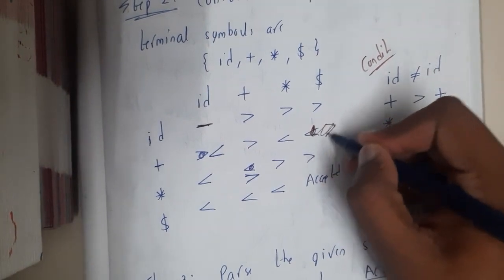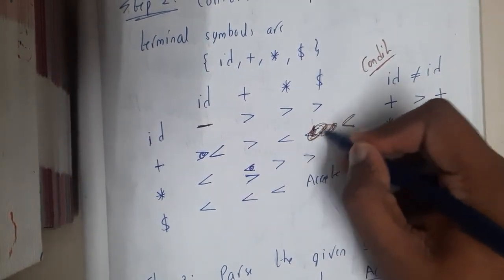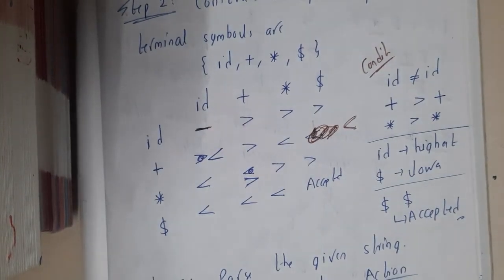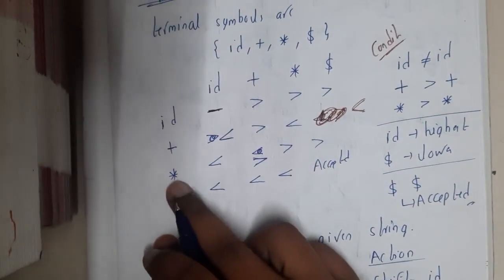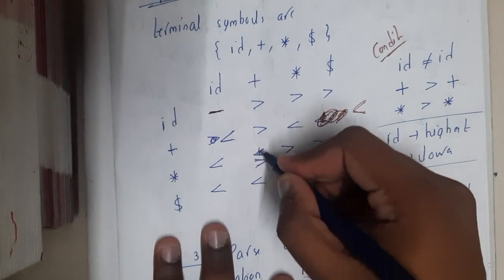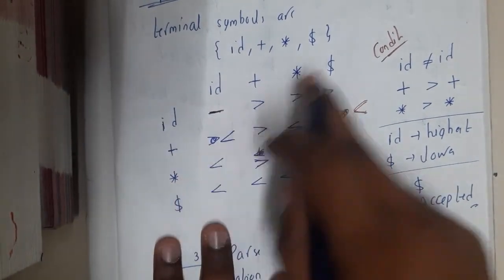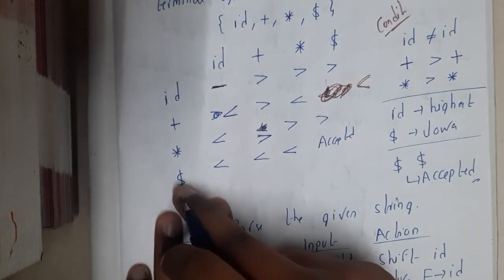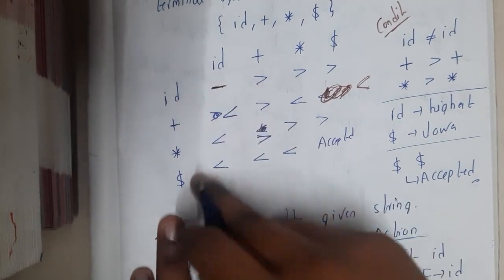Let it be for now, because that could lead to a confusion when we are solving the below parse string. So into and ID has more preference. Into and plus, into has high preference. Into and dollar, into has high preference. So dollar has the least preference of all.